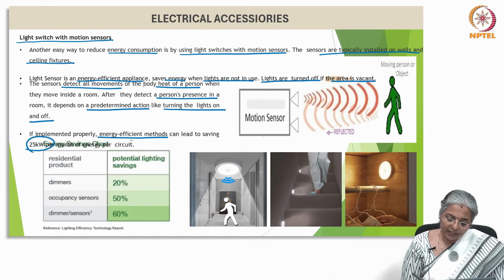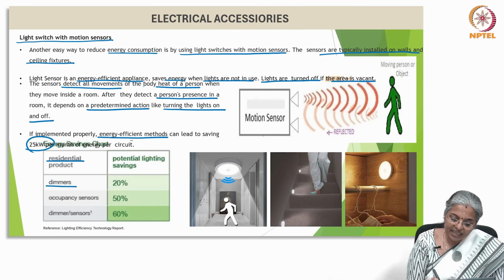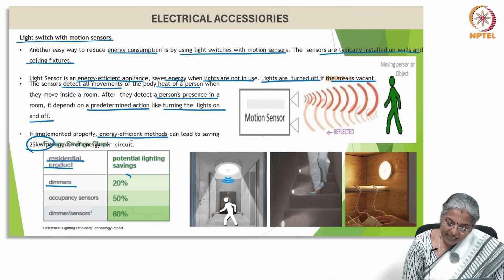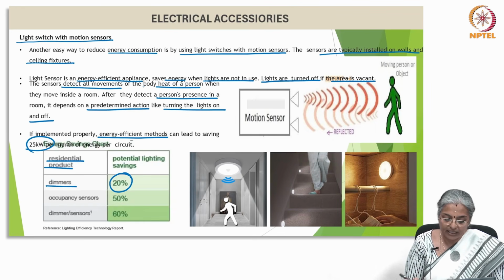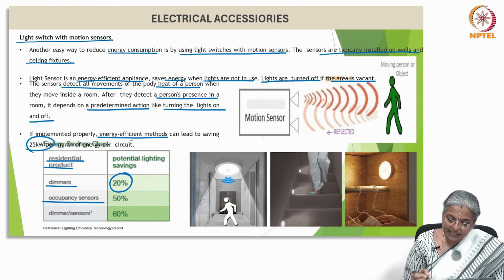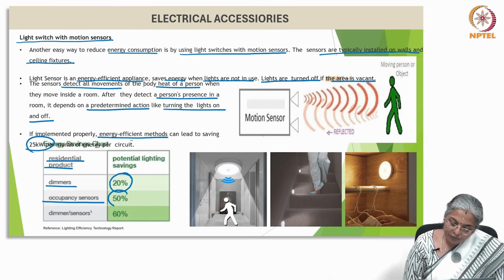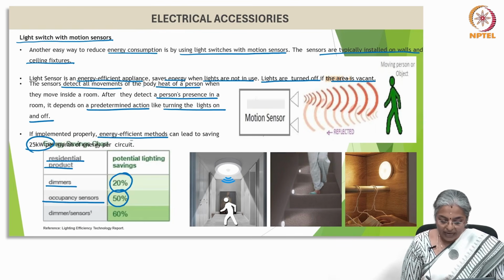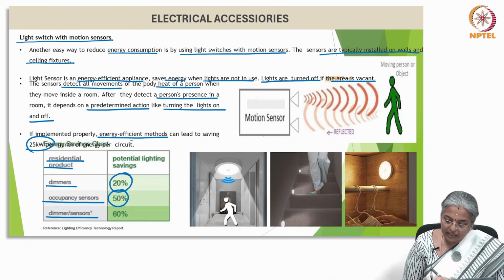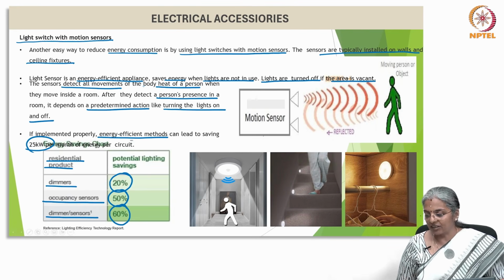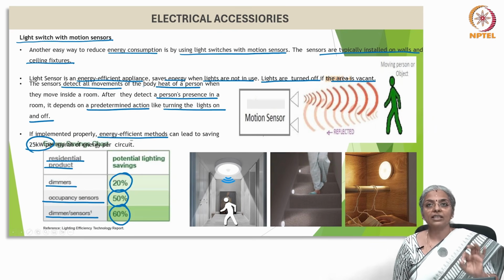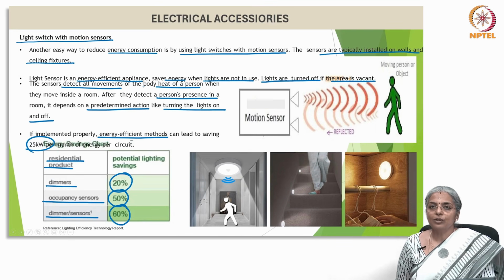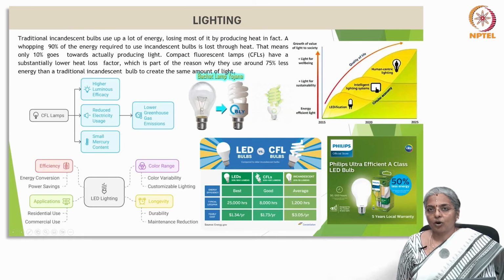So, if we use dimmers in a residential building, then we can save 20% of energy, which is potential lighting savings. And if we have occupancy sensors, we can save 50% of energy. And if we have a combination of dimmer and sensor, we can save even up to 60% energy. That is the amount of energy savings we can have if we have these products. Then let us look at the lighting products.